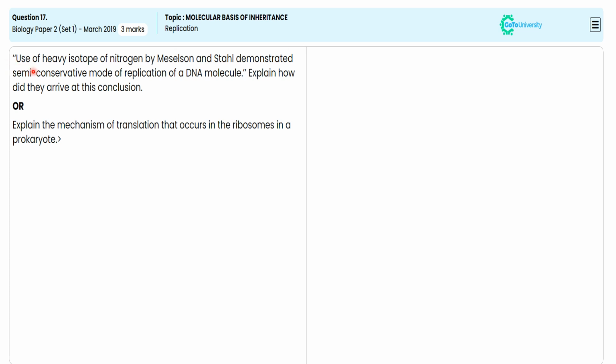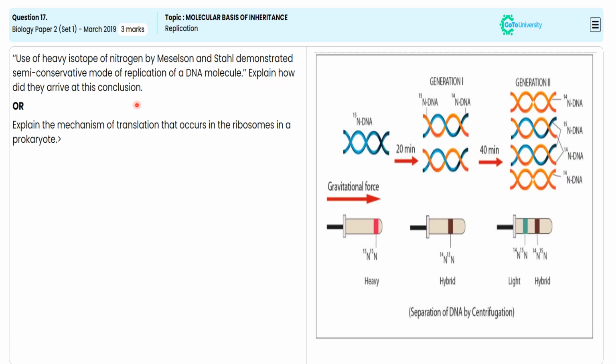In this 3-mark subjective question, they are directing us to understand the statement: the use of an isotope of nitrogen by Matthew Meselson and Franklin Stahl demonstrated the semi-conservative mode of DNA replication. With this specification, they are directing us to explain how they arrived at this conclusion. For this illustration, we are given the semi-conservative mode of DNA replication as per the NCERT pattern.